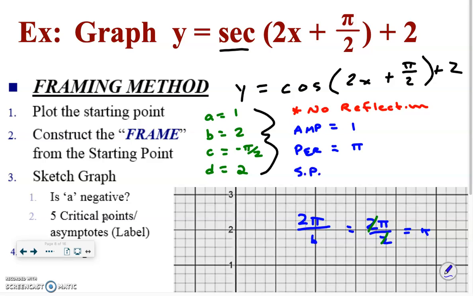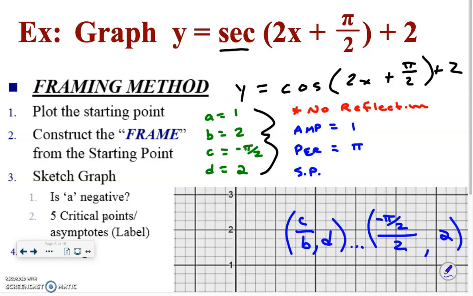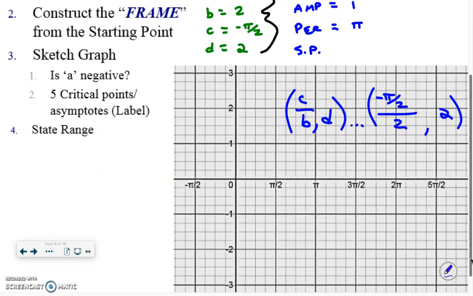And then the starting point, the way that we find that is going to be C over B, comma, D. So as we put C, which is negative pi over 2, divide that by B, which is 2, comma, D, which is also 2. Like that 2 showing up a lot here. Remember for that horizontal aspect, the negative pi over 2 over 2, when you're dividing fractions, you're really multiplying by the reciprocal. So that's really negative pi over 2 times 1/2. Now we hopefully are feeling really confident with the understanding that we have negative pi over 4, comma 2.